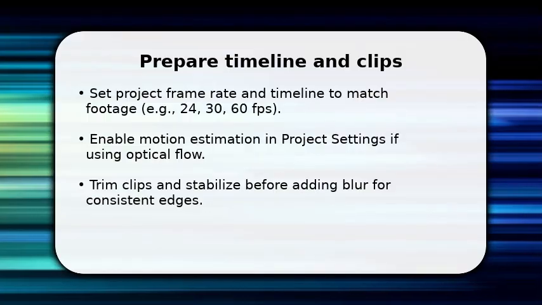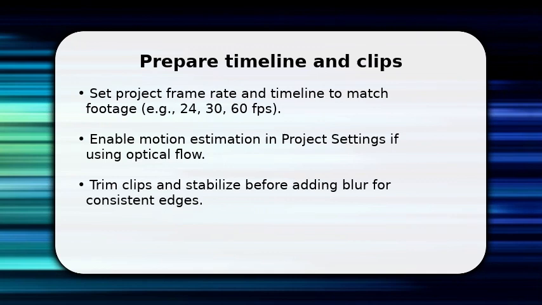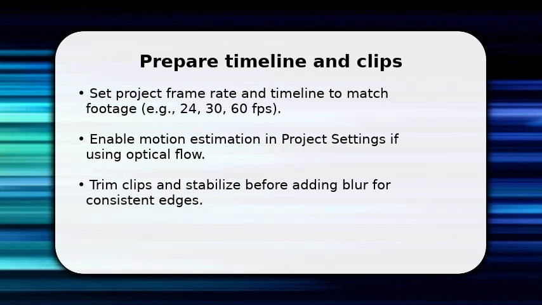You start by locking down the timeline. Set the project and timeline frame rate to match your footage so motion calculations are accurate. Once done, enable motion estimation or optical flow in project settings when planning advanced blur, because hardware-based frame rates influence quality. You should also trim and stabilize your clips now.